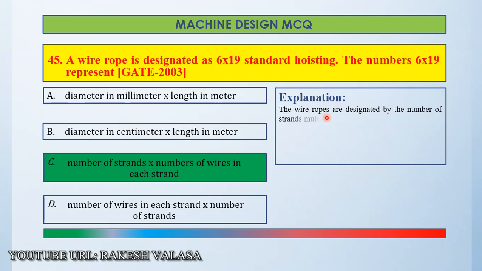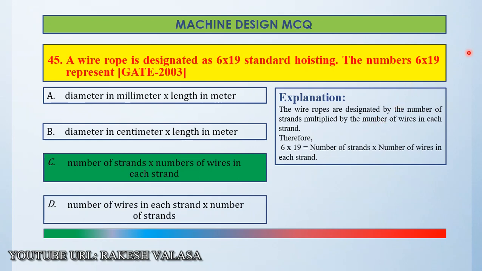The wire ropes are designated by the number of strands multiplied by the number of wires in each strand. Therefore, 6 into 19 means here the 6 is the number of strands and 19 is the number of wires in each strand.